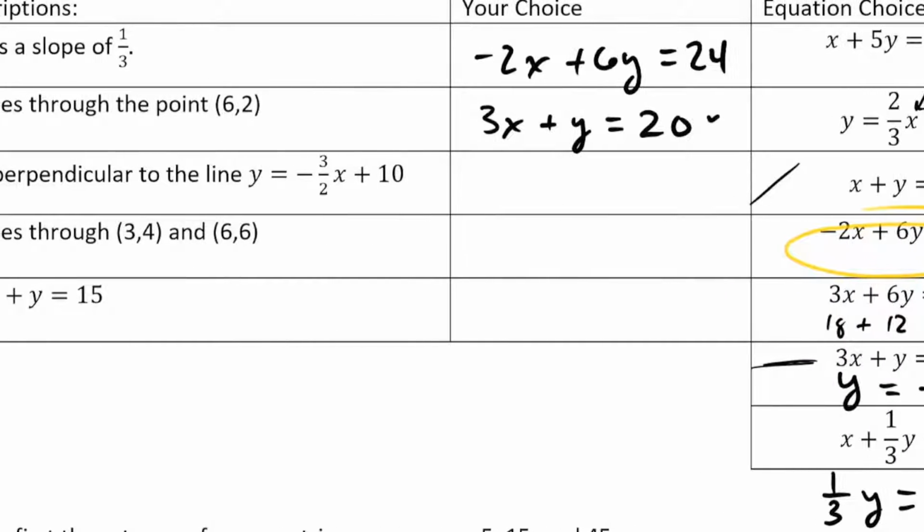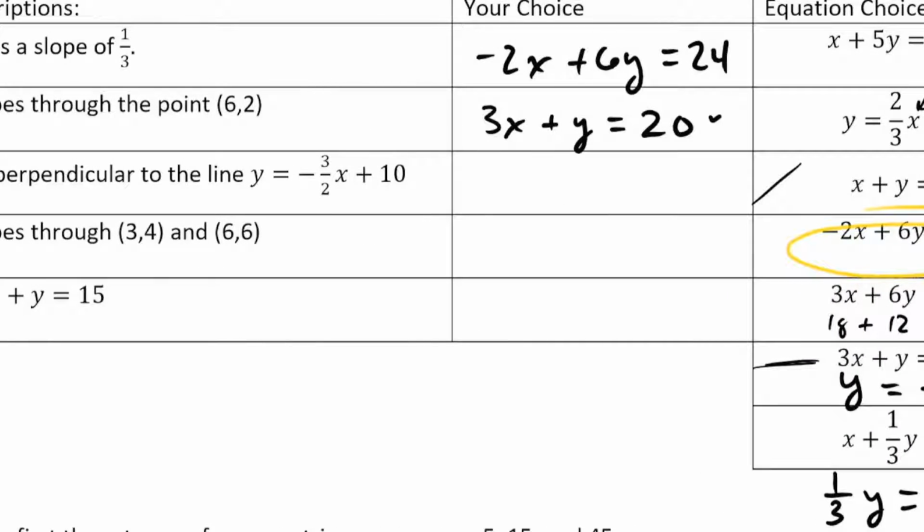The next one says it is perpendicular to the line, and this line has a slope of negative 3/2. So remember, if lines are perpendicular to each other, what that means is that they're meeting at exactly right angles, right? Perpendicular lines meet at right angles. And the slopes of perpendicular lines are, we always say two things, right? They're opposite and they're reciprocals.